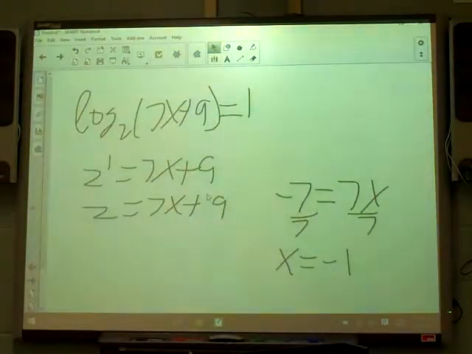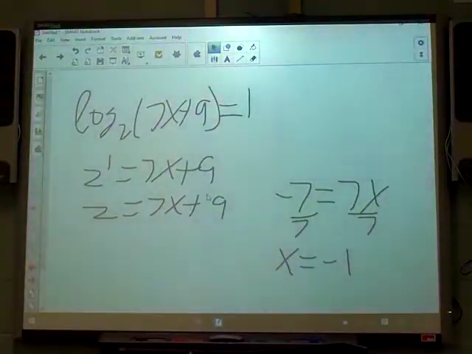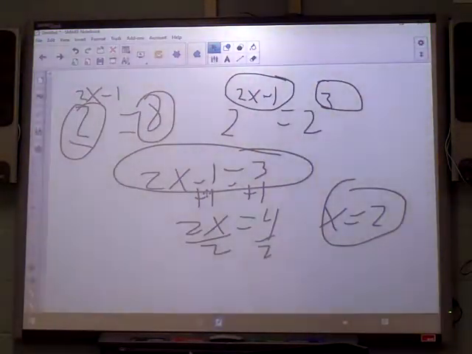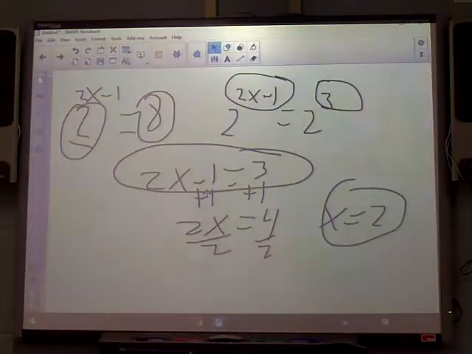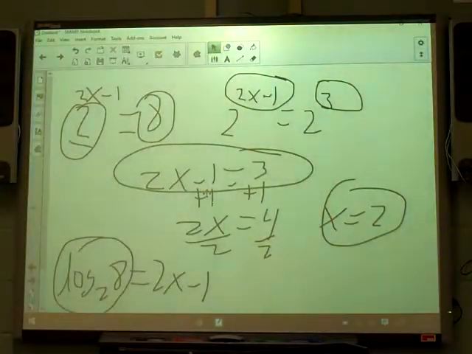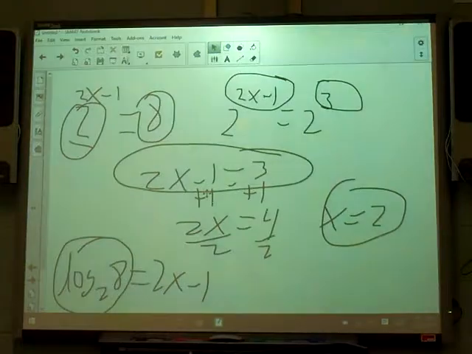On the first one, where did you get 3? You said 2x minus 1. Since this one had a 2, I wanted 8 to be a 2 also. And 8's the same as 2 times 2 times 2, 2 to the third. Now, you didn't have to do it that way. You could have rewrote it as a log equation. It would look like this: log base 2 of 8 is equal to 2x minus 1. Then you would just type that in your calculator and you would have an equation to solve after that.